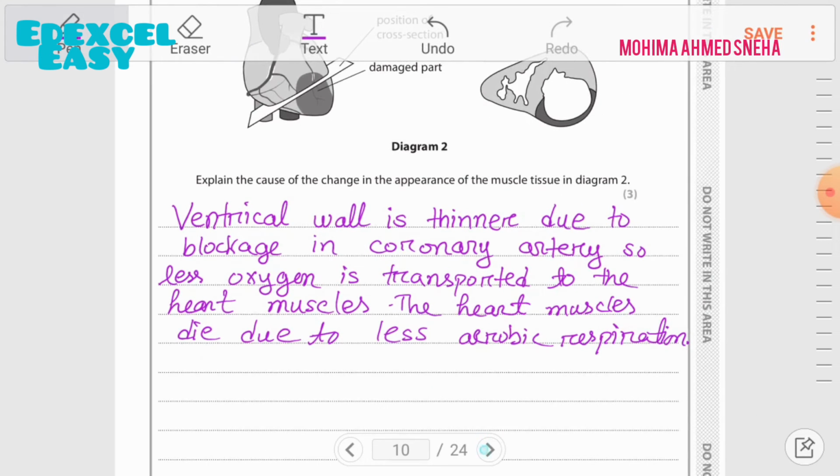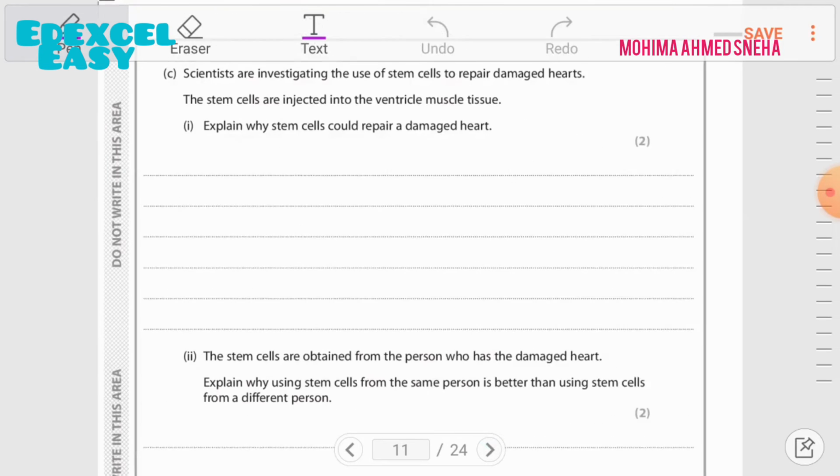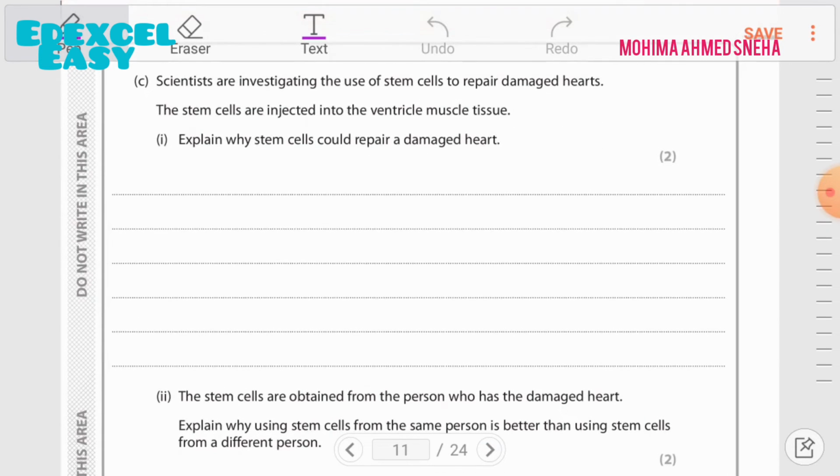Moving to part C1. Scientists are investigating the use of stem cells to repair damaged hearts. The stem cells are injected into the ventricle muscle tissue. Explain why stem cells could repair a damaged heart. We all know that stem cells are unspecialized cells. They can differentiate by mitosis to form any type of cells. So they can also form the muscle tissue for the ventricles.